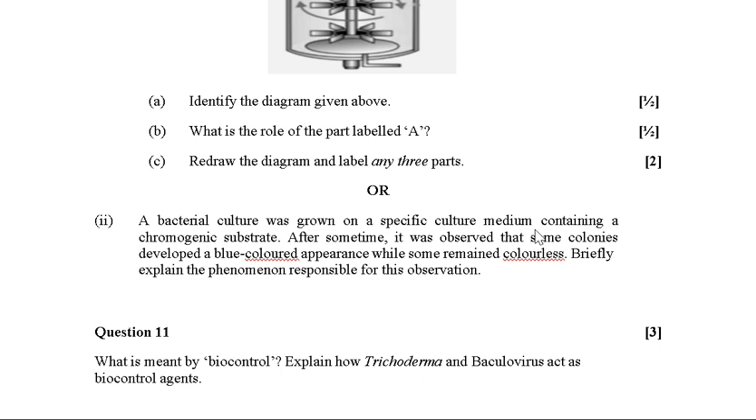Come to the next question. This is the optional question of question number 10. A bacterial culture was grown on a specific culture medium containing a chromogenic substrate. After some time, it was observed that some colonies developed a blue-colored appearance while some remained colorless. Briefly explain the phenomenon responsible for this observation.